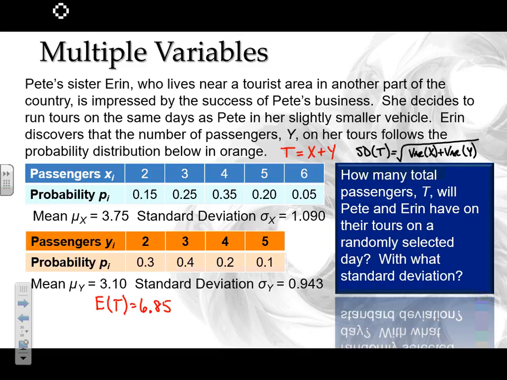His standard deviation was 1.090. How would I calculate his variance? Square that. So take 1.09 squared plus her value, 0.943 squared, and then take the square root of that result. So 1.090 squared plus 0.943 squared, and then take the square root of that result. 1.44. Okay, so between the two of their tours on any randomly selected day, they can expect 6.85 passengers with a standard deviation of 1.44 passengers. Everyone okay with that?